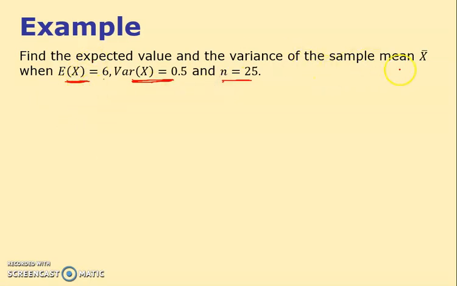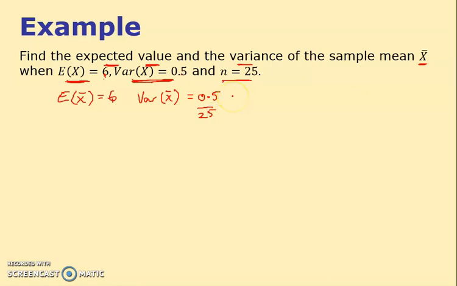And it says find the sample mean x bar. And not only do I want the expected value from doing this, I want the variance as well. Well, the good news is the E of x bar will also equal 6. These things are always the same. And the variance of x bar, well, it would be the variance I had there, simply divided by 25.